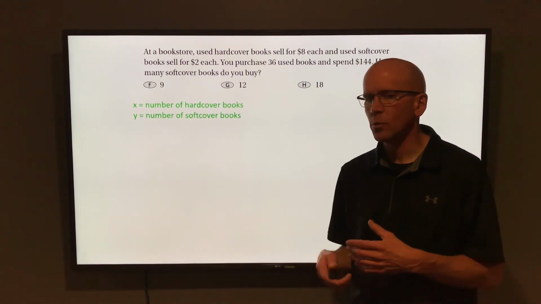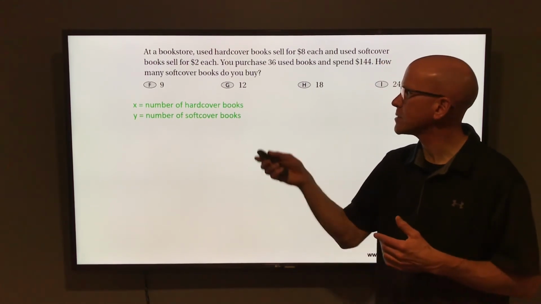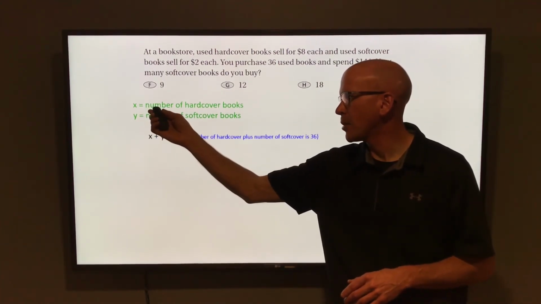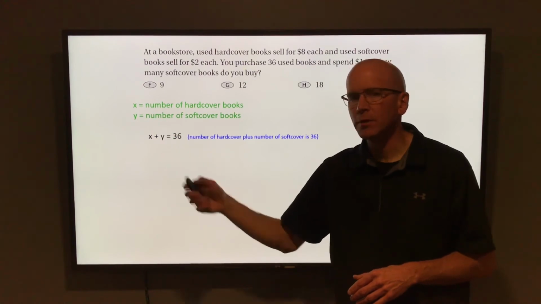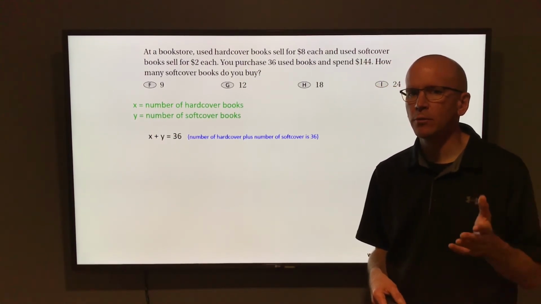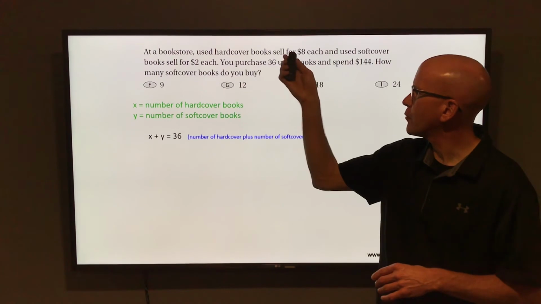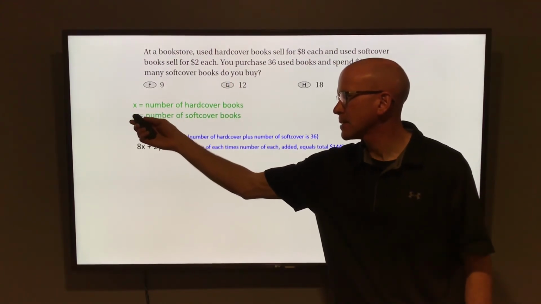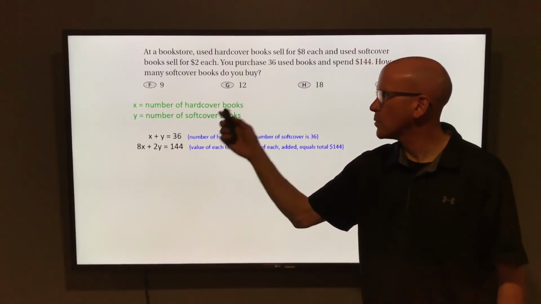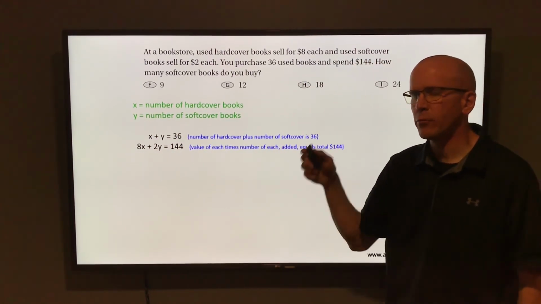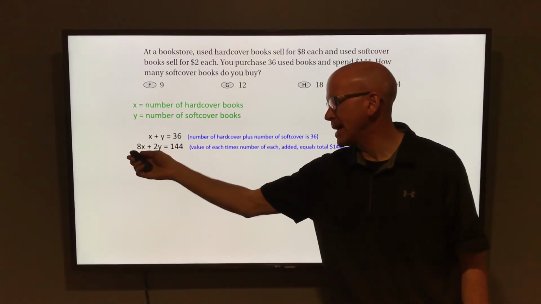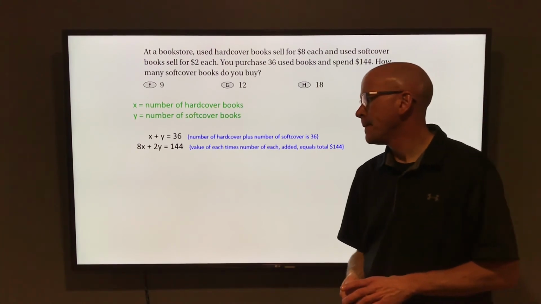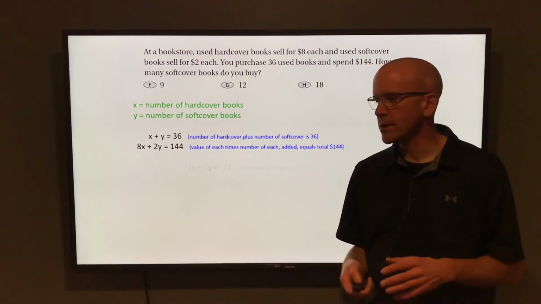So one equation would involve the number of books. You purchased 36 books. So x plus y, the number of hardcover plus the number of softcover, is going to equal 36. The second equation is going to include the prices. Hardcover books sell for $8 each. Softcover books sell for $2 each. So take 8 times x plus 2 times y. That equals the total money you spent, which is $144. So x plus y equals 36. 8x plus 2y equals 144. There's your system of two equations. Now you can use either the substitution method or the elimination method.